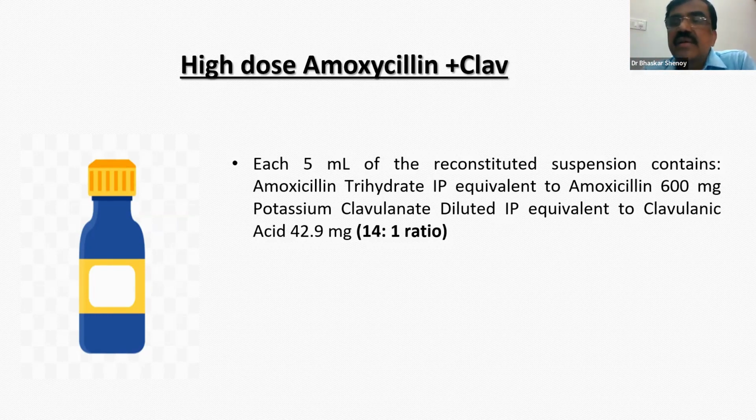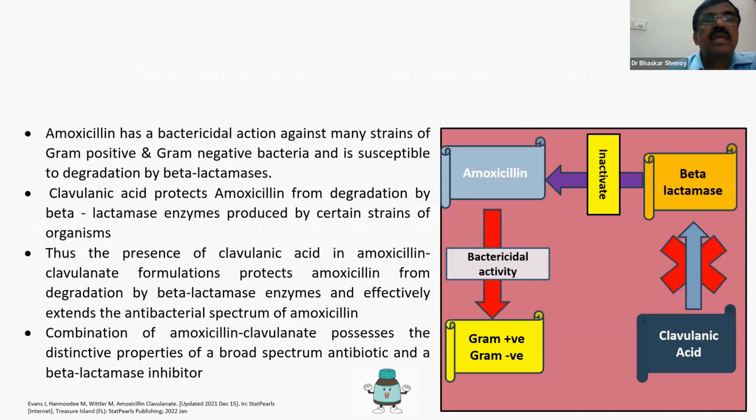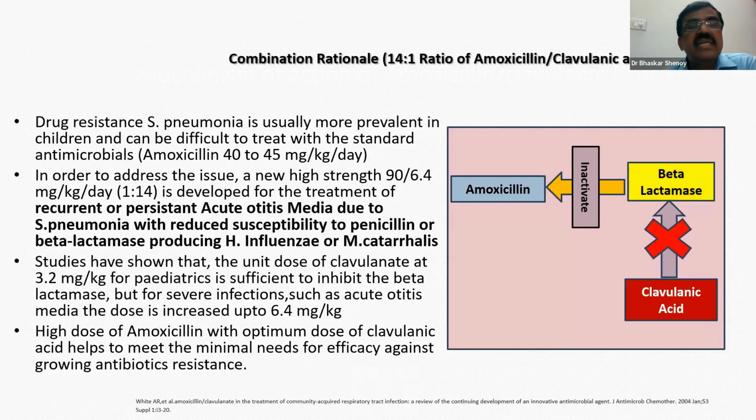But with clavulanic acid, whether you give 42.9 or a higher dose, the effect on the beta-lactamase is the same. So there is no need to increase the clavulanic acid, but increase the amoxicillin. That is the principle of increasing only the amoxicillin. So the rationale, as I told, is that penicillins are known to be very sensitive. Streptococcus pneumoniae are known to be very sensitive to penicillins.